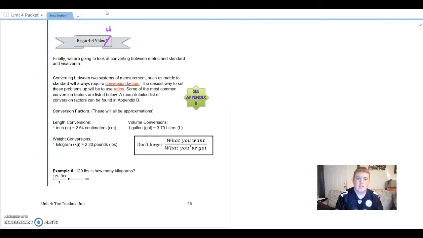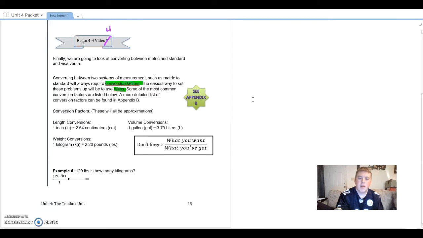So in these situations, we are definitely going to have to use our conversion factors. And the easiest way to set up these problems is going to be using ratios, just like we've been using so far. Now we have some of the most common conversion factors listed below. We have the most basic one for length, weight, and volume.